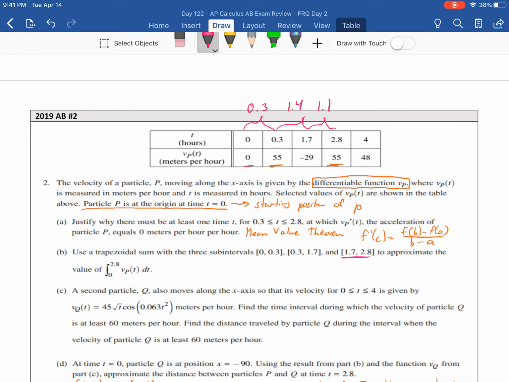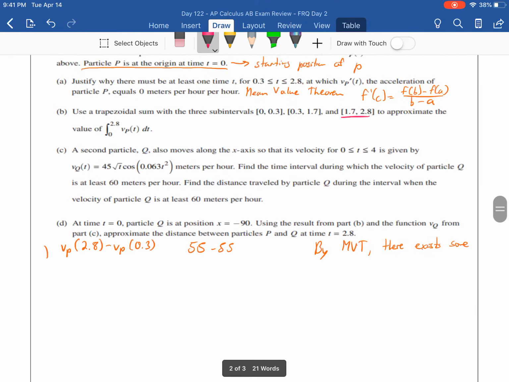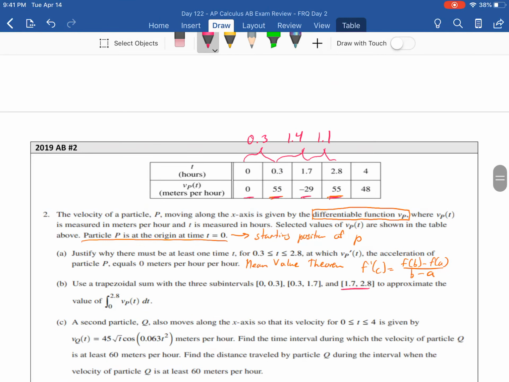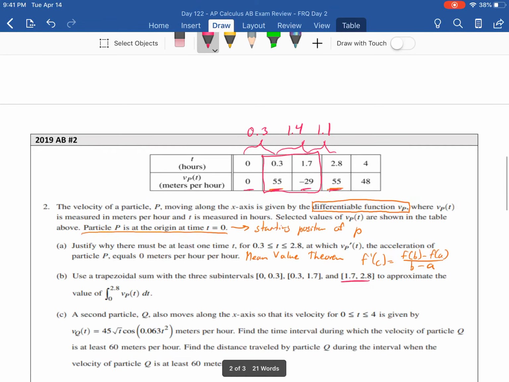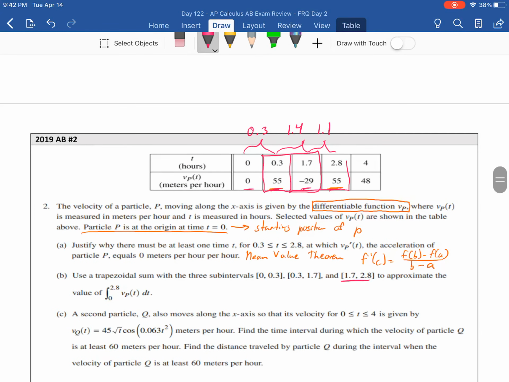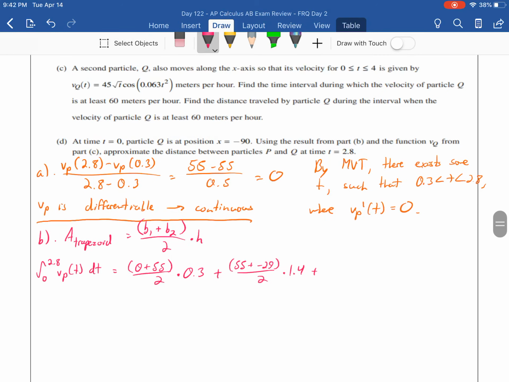Our bases are going to be determined by the v values. So for the first trapezoid, base 1 is 0, base 2 is 55. So let's see what we got here. For the first trapezoid, we have 0 plus 55 divided by 2 times 0.3, since that's our height. For the second trapezoid, our bases are 55 and negative 29, so we got 55 plus negative 29 divided by 2, and the height this time is 1.4. And then our third trapezoid, our bases are negative 29 and 55, so negative 29 plus 55 divided by 2, and then our height is 1.1.